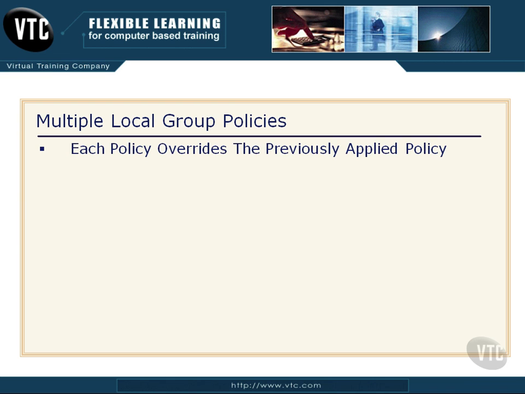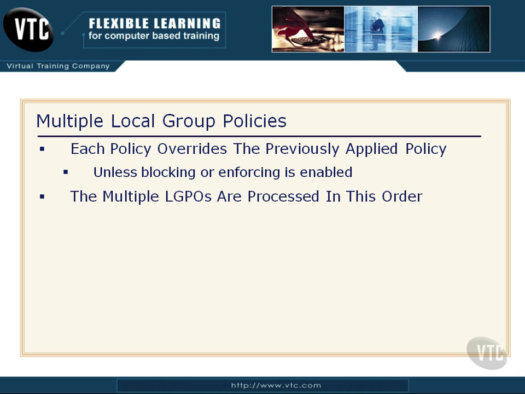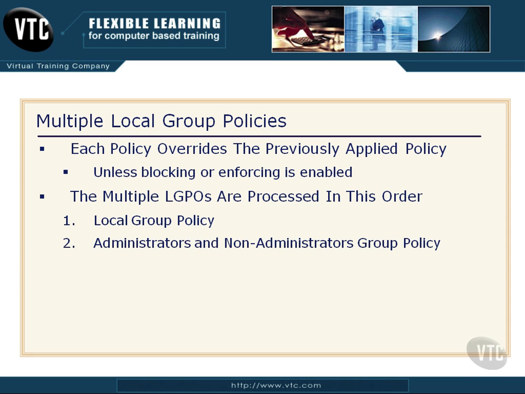Now, each policy overrides the previously applied policy, unless you've got blocking or enforcing enabled, and we're not going to go into that right now. So the multiple LGPOs are processed in this order. First, the local group policy is applied. Second, any administrators or non-administrators group policy is applied. And then finally, a user-specific local group policy is applied. Each one will overwrite any settings that it disagrees with in the prior policy that was assigned.